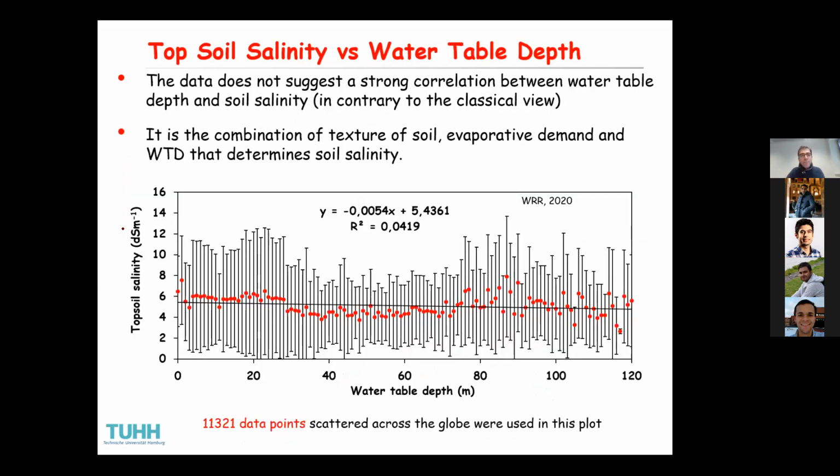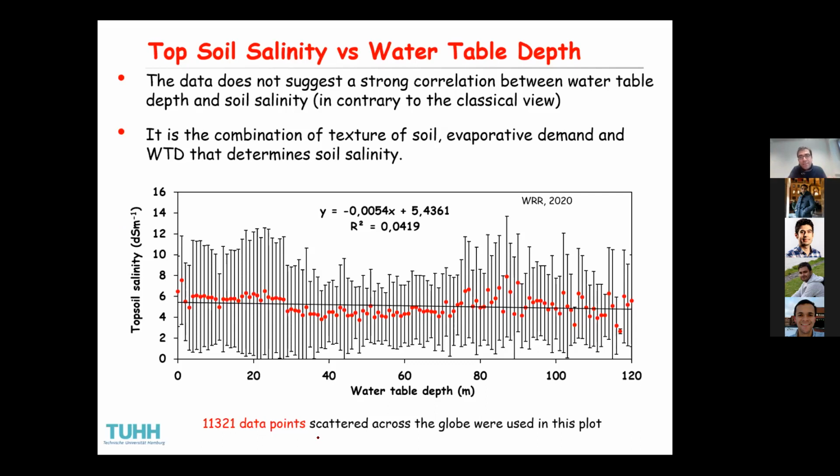Now if I plot this topsoil salinity versus the water table depths, here I used the locations where I had the information for the salinity. Wherever I had the salinity, I had the water table depth information. So I plot these two quantities versus each other, topsoil salinity versus water table depths. In this curve you see about 11,000 data points. When I look at this data, I don't see any trend. Actually, I don't see any relationship between topsoil salinity and water table depths.